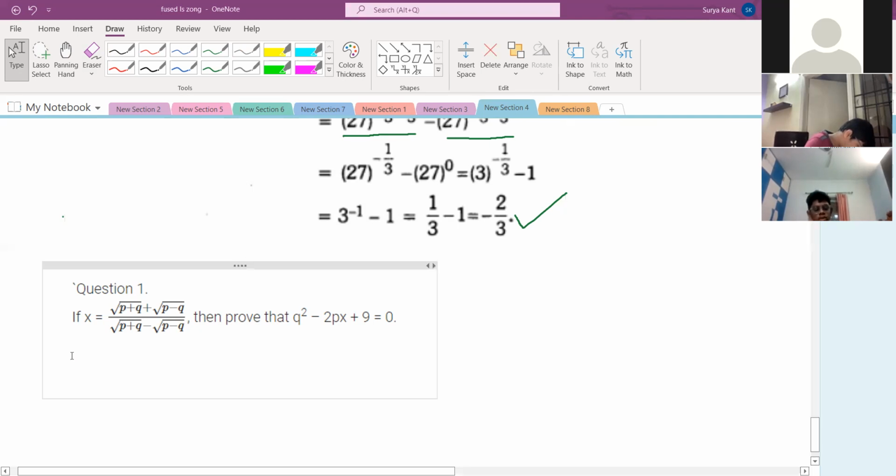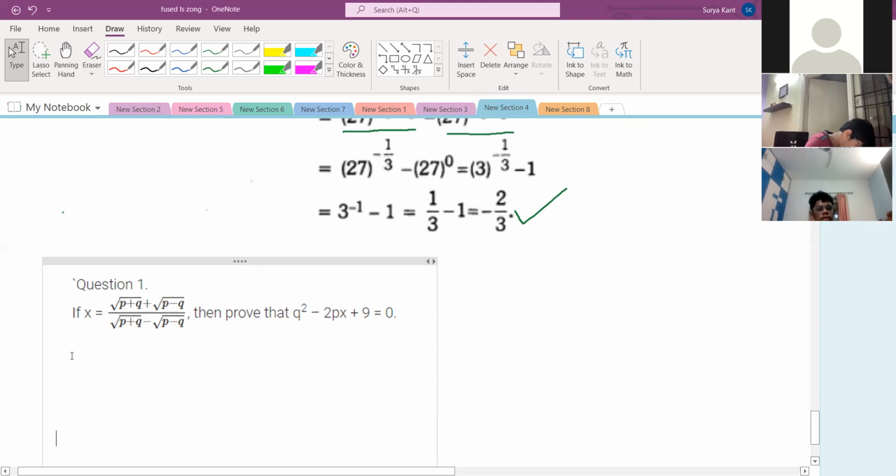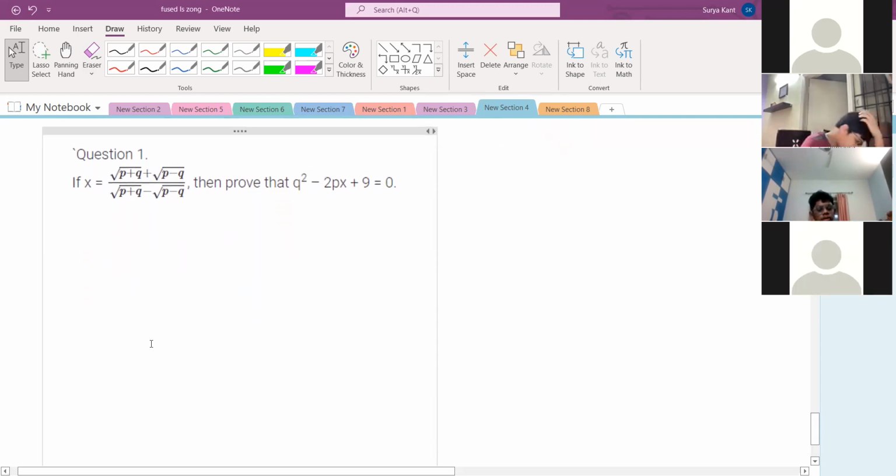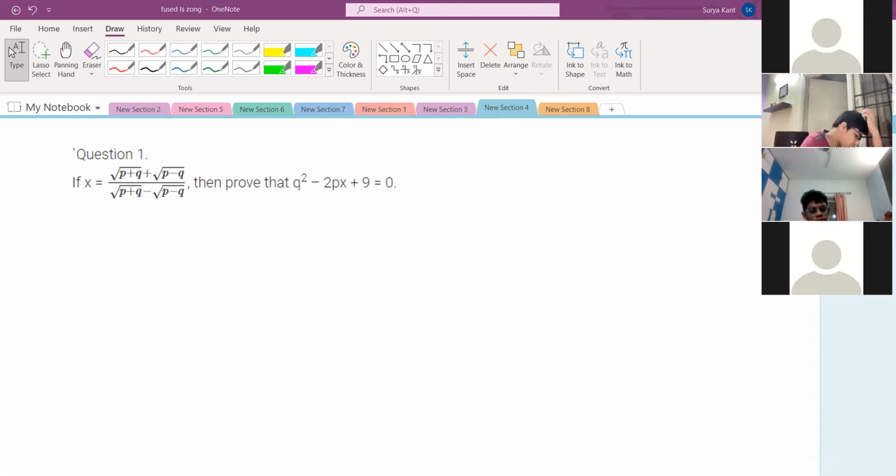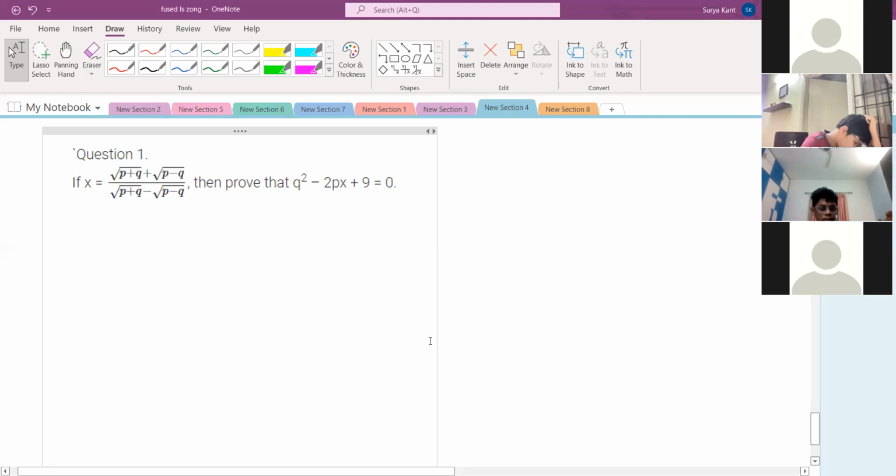If x is equal to p plus q. I'm not getting this question, sir. You can't do anything, you can't rationalize also. If you rationalize, you can't do anything. Just find the rationalization for this. If I show you the answer, you will feel that it's very easy. The question is very, very easy. Just rationalize this. Once you do, then you'll get something.